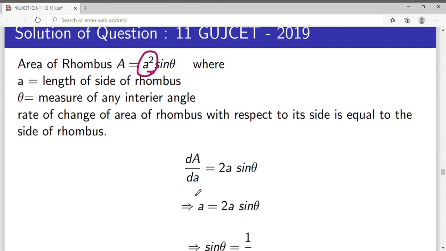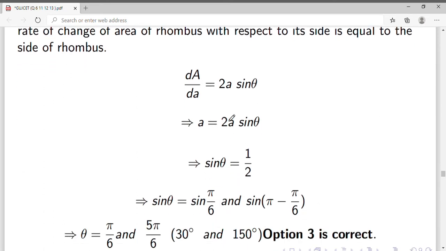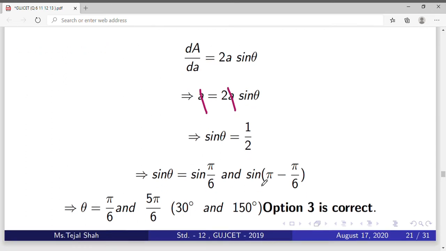Also it is given that the rate of change of area of the rhombus with respect to side is equal to the side of the rhombus. The side of the rhombus is again a, so this value is a. Replacing here, a equals 2a sine theta. Now a cancels out, so we get sine theta is equal to 1/2.